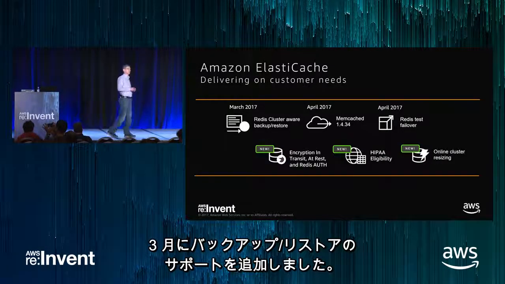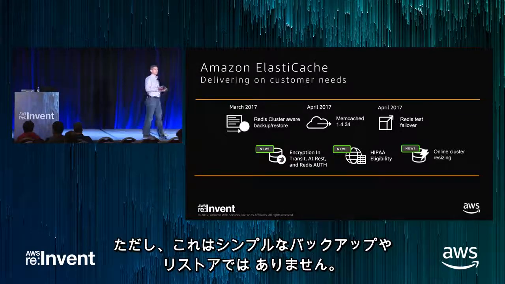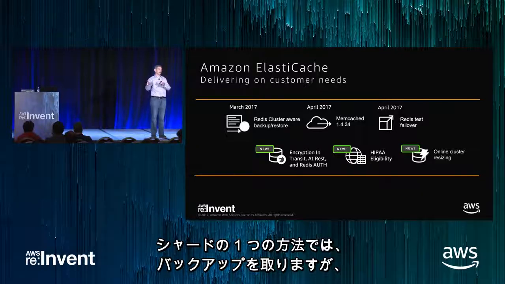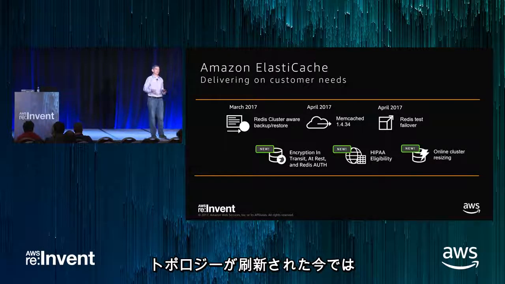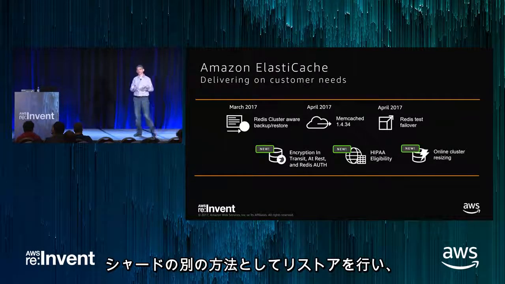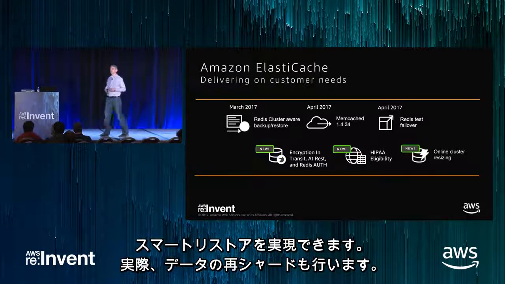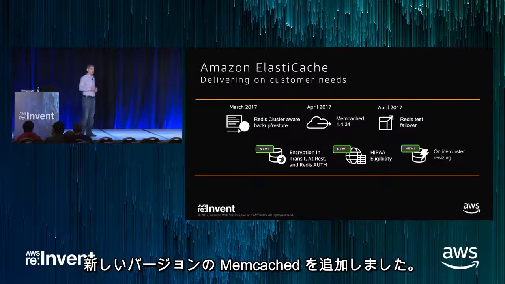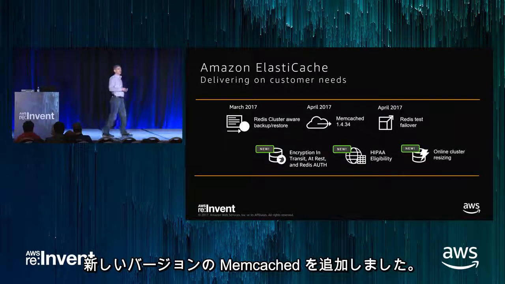So in March, we added support for backup restore, but this isn't just a simple backup and restore. If you shard in one way, you take a backup, and now you have a whole new topology, and you're sharding in a different way, and you do a restore. We have a smart restore, and we actually reshard the data, and it just works. You don't have to think about it. We added a new version of Memcache.